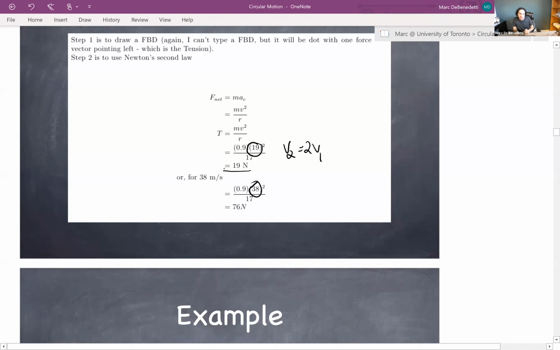Well, with V1, you need 19 newtons. Let's call it 20. And for V2, you need 76 newtons. Let's call it 80. Well, that's a factor of 4. You double the speed, you quadruple the force. Well, that's because of V squared over R. The acceleration is proportional to the square of the velocity. So a doubling of speed would actually quadruple the acceleration and thus quadruple the required force.